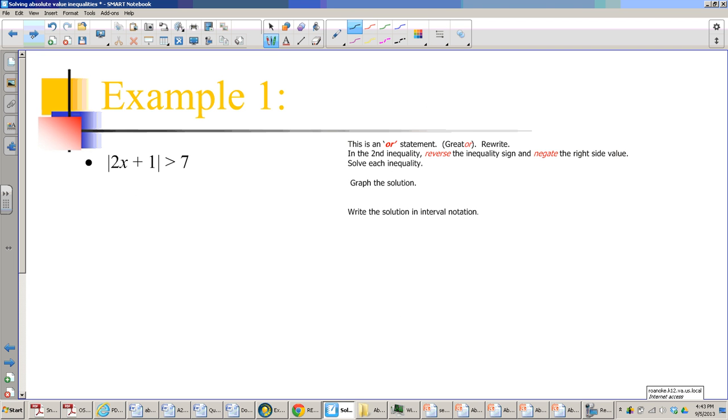Right? Let's look at another example. Step 1 said to do what? We need to separate this into an and or an or statement. So I'm going to rewrite, drop the bars. Second one is drop the bars, multiply the right-hand side by negative 1, flip the sign. Now we need to solve.